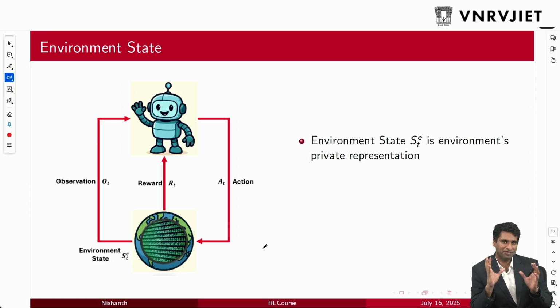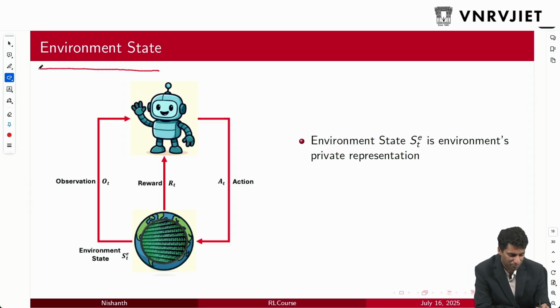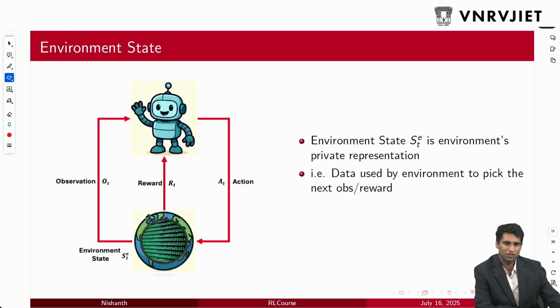So now that we have defined the observation, there are different types of states that we can define, right? The first one is something called the environment state. In the environment state, this is the actual state of the environment, and this is what the environment actually knows about itself, right? So that is why I have given this representation in the environment. This is actually the data that the environment uses to pick the next observation and the next reward.